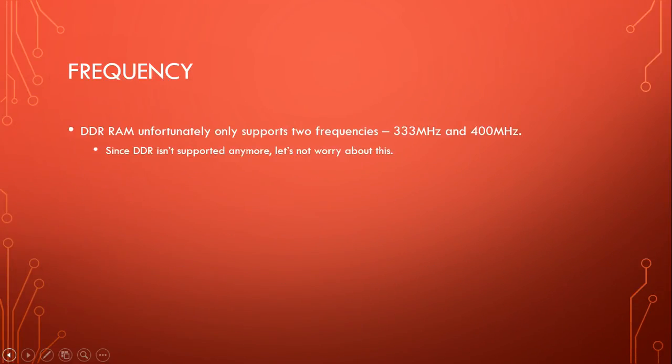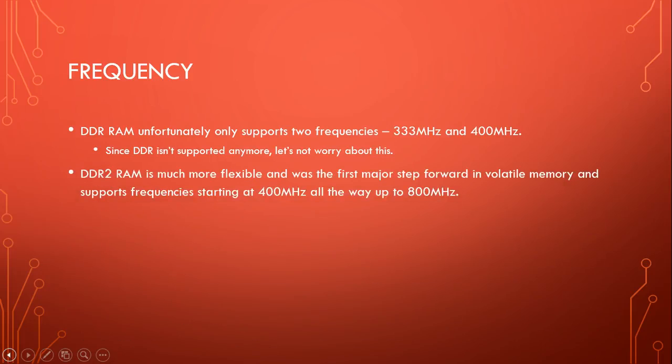All right. Continuing on frequency, DDR RAM unfortunately only supports 2 frequencies, 333 megahertz and 400 megahertz. Since DDR isn't supported anymore, we're not even going to worry about this. You don't even have to write that in your notes if you don't want to, because we're not really concerned about DDR. We are going to talk a little about DDR2 though, because obviously it still exists a little bit, even though it's obsolete.